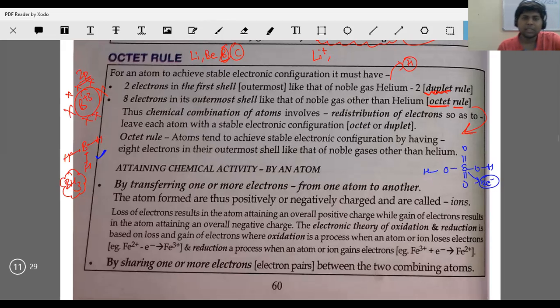So this is more than 8. We'll see in higher classes why such compounds exist. For the time being, let us limit our discussion to this octet and duplet.